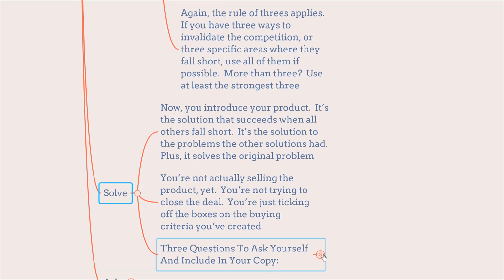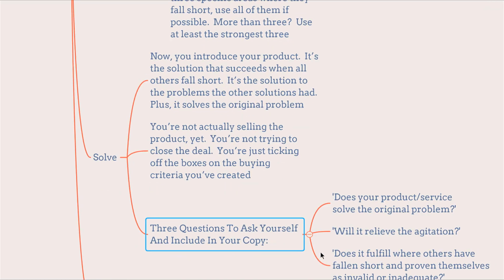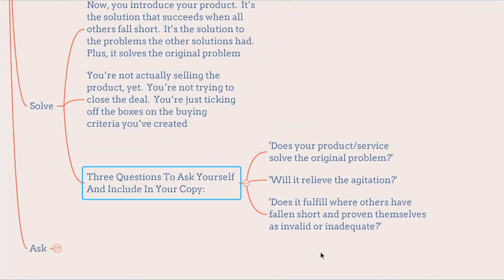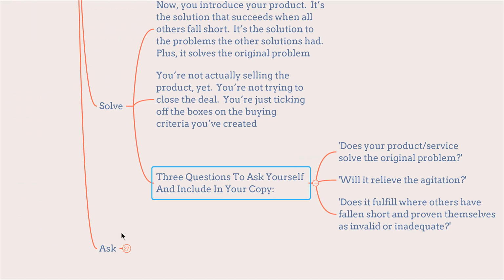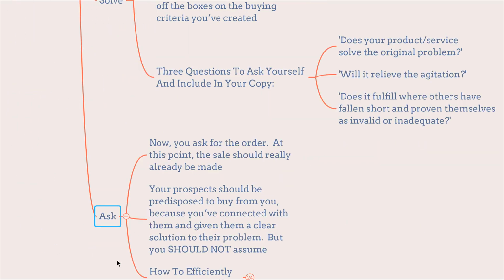And when it comes to the solving section, you want to ask these 3 questions and include them in your copy as well. The questions are: does your product or service solve their original problem? Will it relieve their agitation? Does it fulfill where others have fallen short and proven themselves as invalid or inadequate? Lastly, you want to ask for an order.